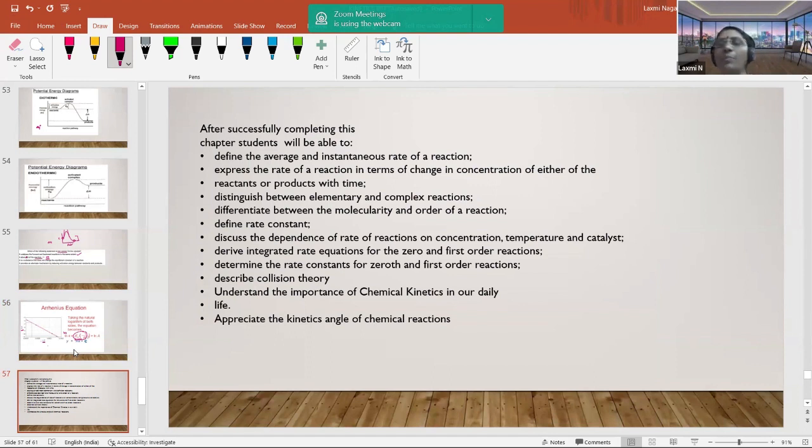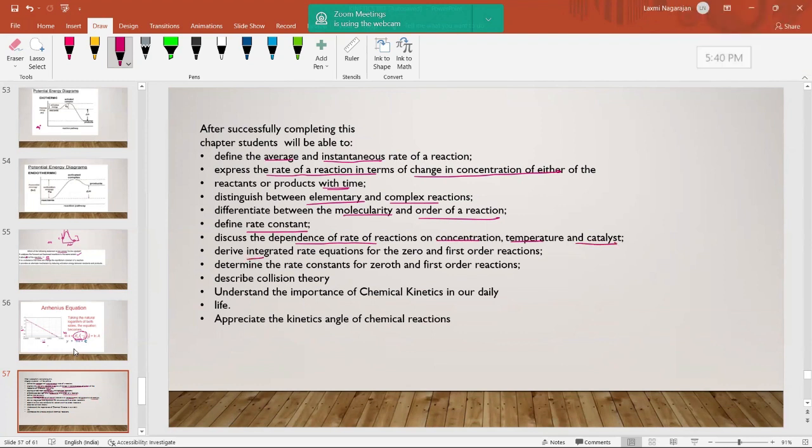So what were the objectives that we were targeting? That the child will be able to define average and instantaneous rate, express the rate of reaction in terms of change in concentration of either the reactants or the products with time, distinguish between elementary and complex reaction, molecularity and order of the reaction, define rate constant, dependence of rate of reaction on concentration, temperature, and catalyst. Madam? Derive. Yes, sir.